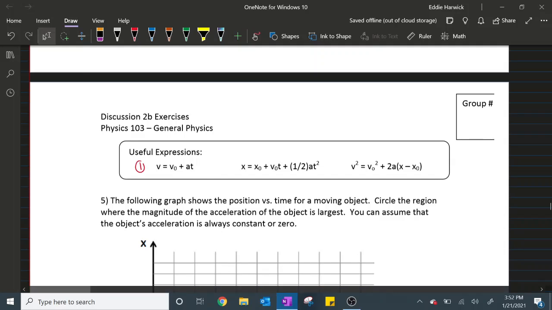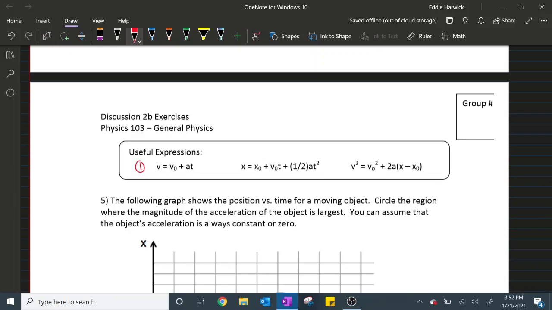Starting in the far left we have our velocity expression at a constant acceleration. What this means is that if you have an initial velocity and you are traveling at a constant acceleration, which I'll abbreviate like this, and you're moving at this constant acceleration for a certain amount of time, your velocity will change and you'll end with a new velocity.